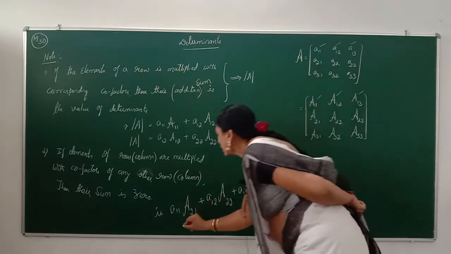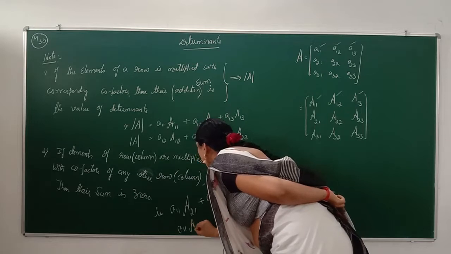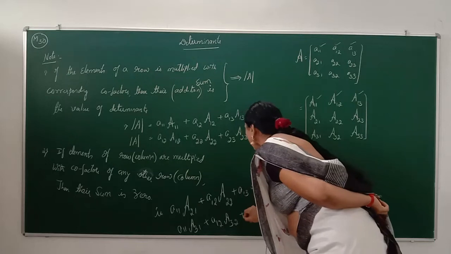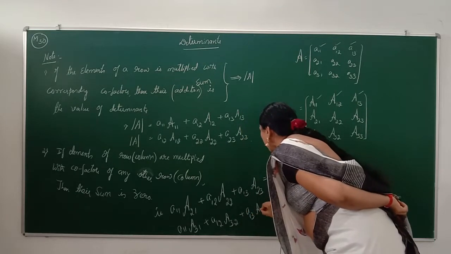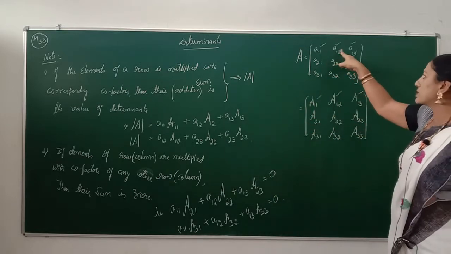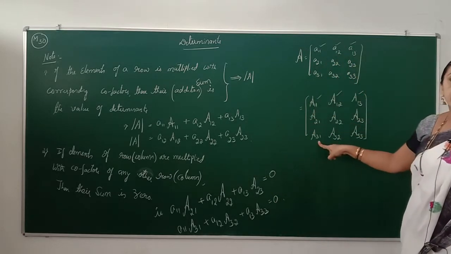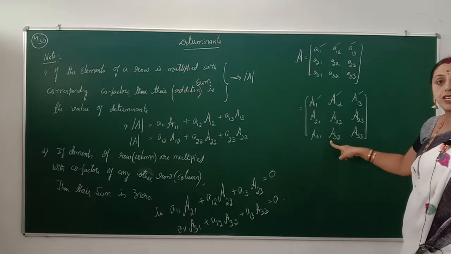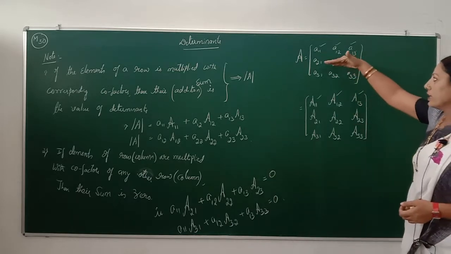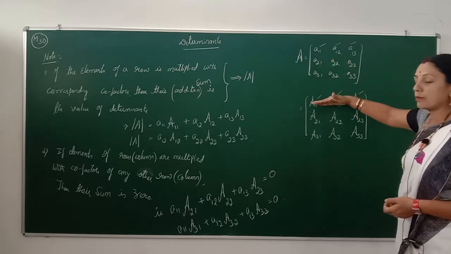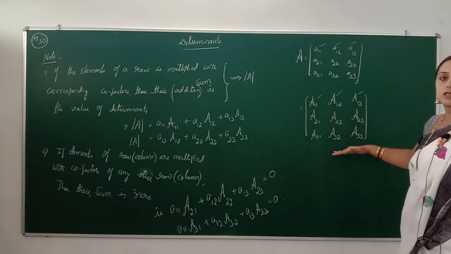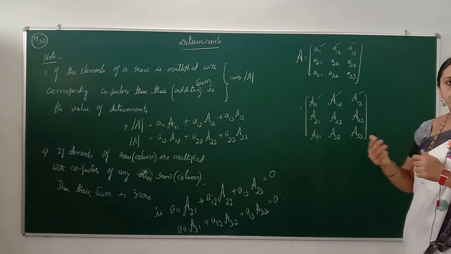Similarly, another one: A11 A31 plus A12 A32 plus A13 A33 can also be written as 0. That means when the elements of the first row are multiplied with the cofactors of the third row, their sum is always 0. Similarly, if the elements of the second row are multiplied with the cofactors of the first row or the third row, two more equations are possible.